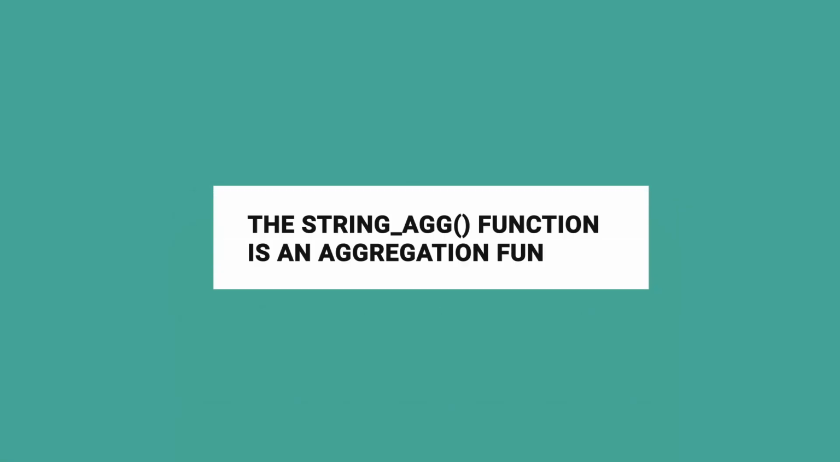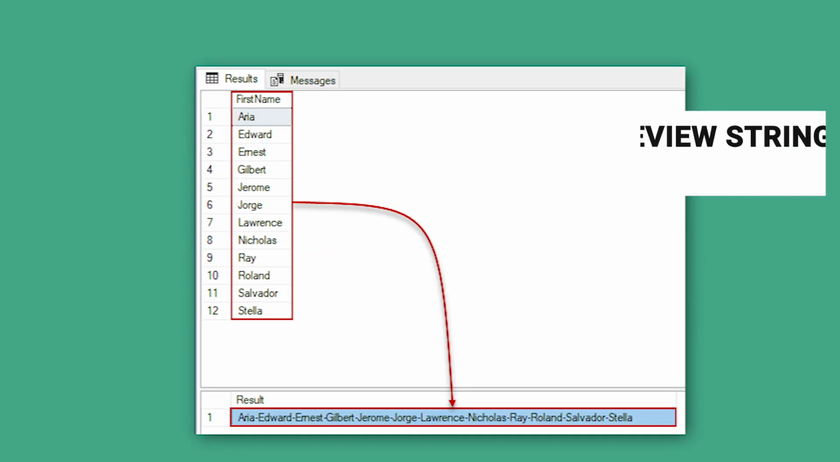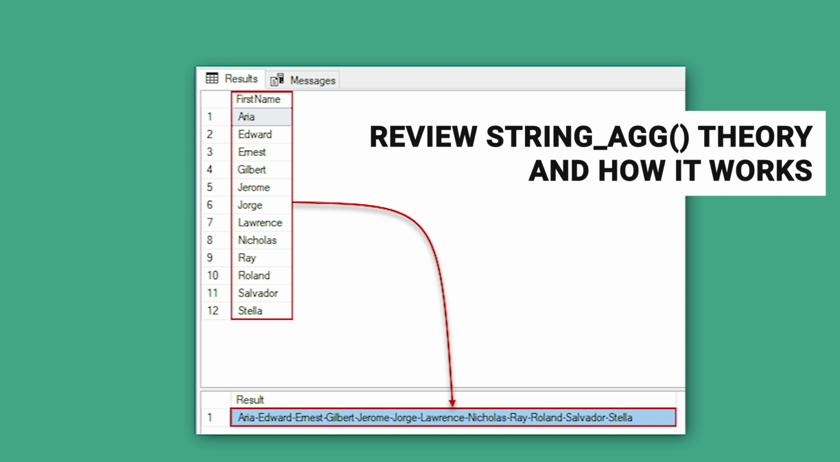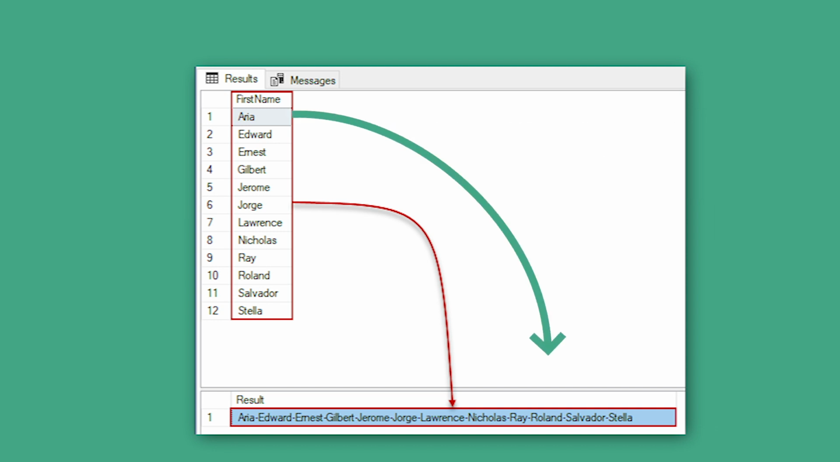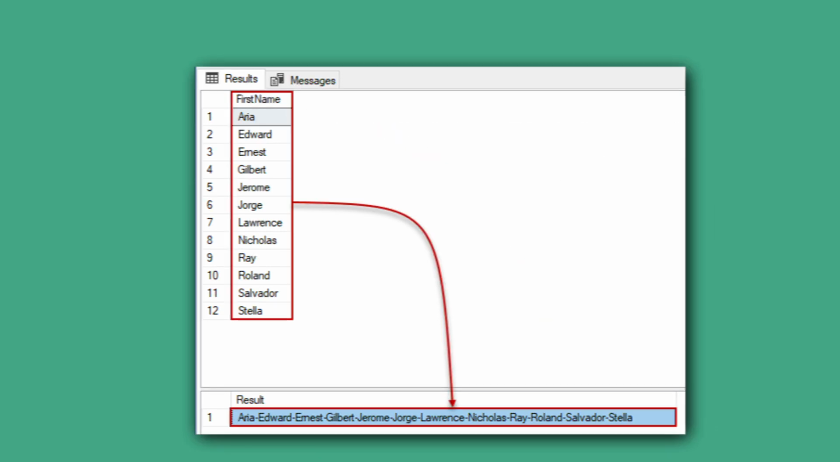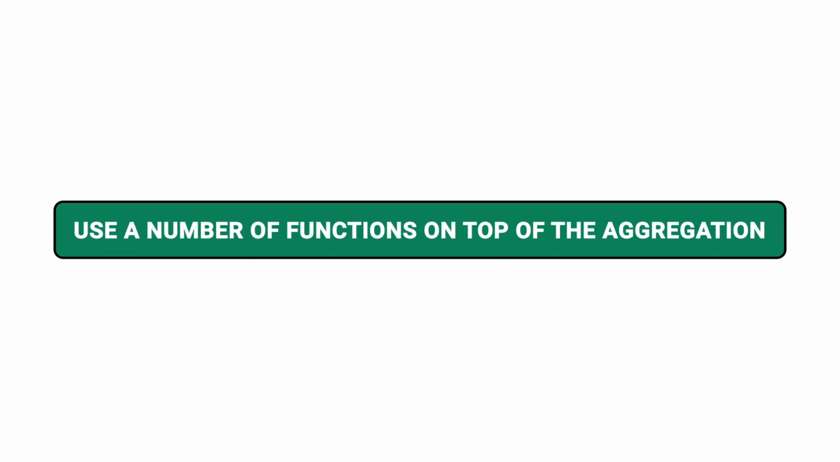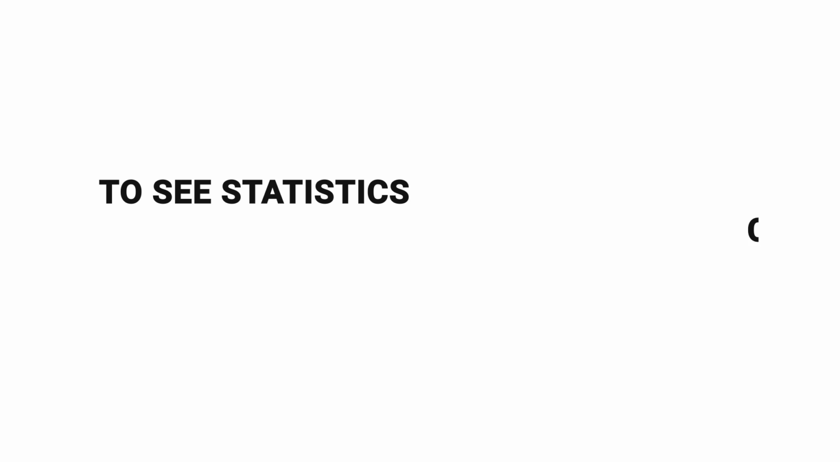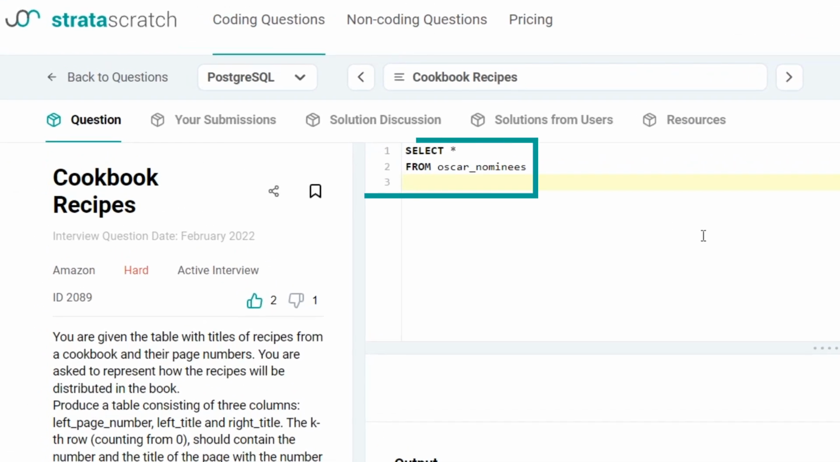To start with, the STRING_AGG function, as part of the name suggests, is an aggregation function. Just as a reminder, aggregation is used to reduce the number of rows in a table such that there is only one row per distinct value from the key, or from the column that we're aggregating the dataset by. We can then use a number of functions on top of the aggregation to see statistics concerning each value from the key. For example, take a look at this dataset of Oscar nominees throughout the years.